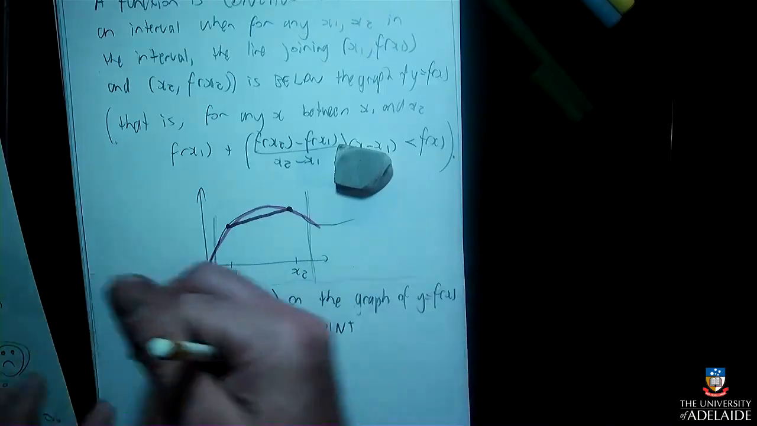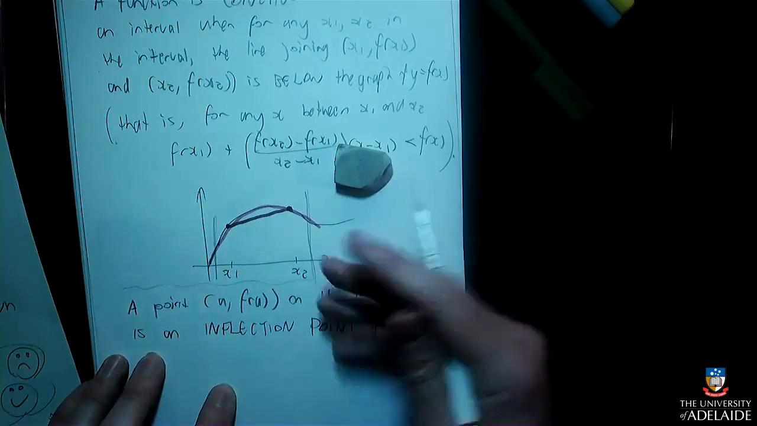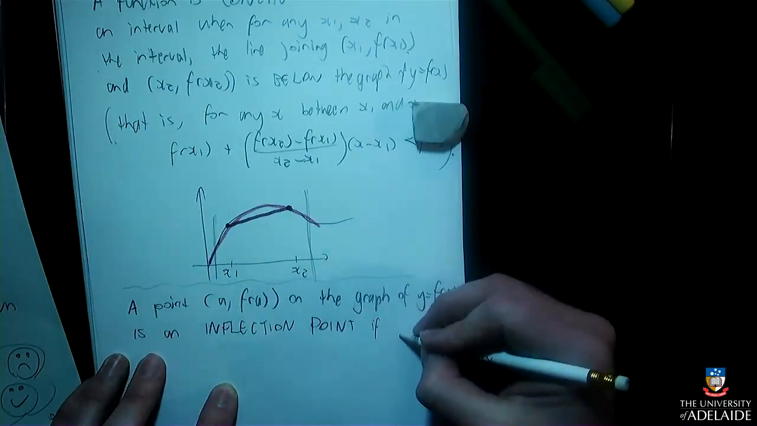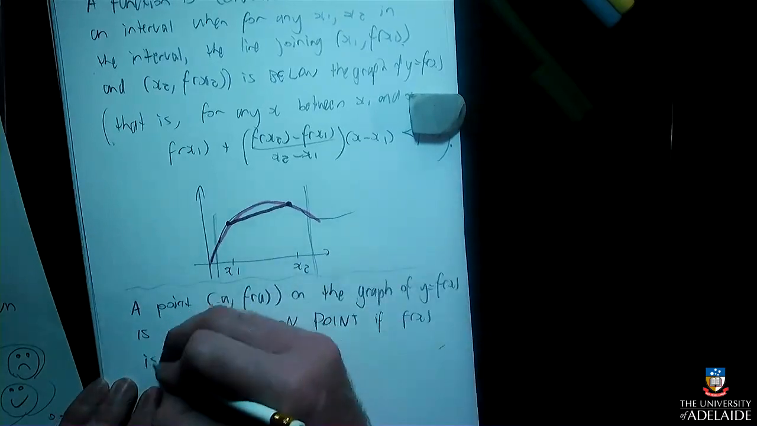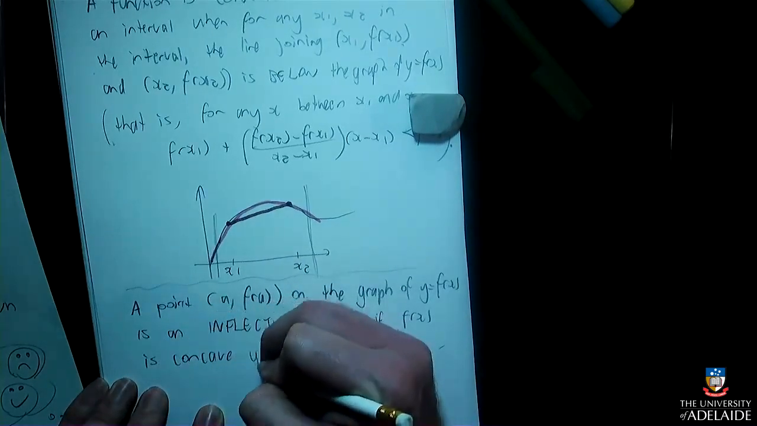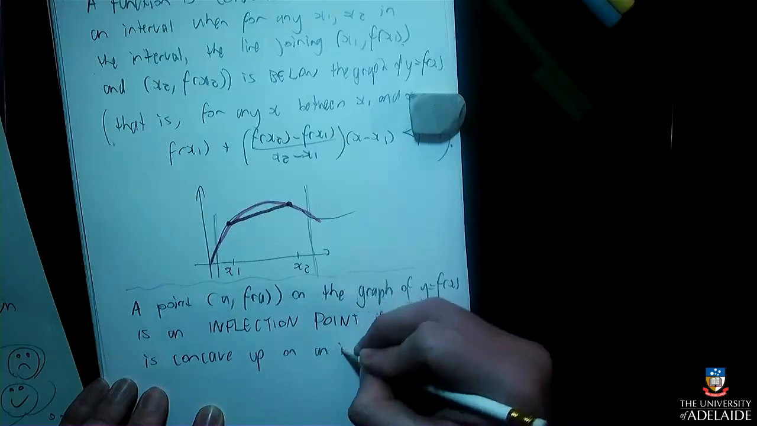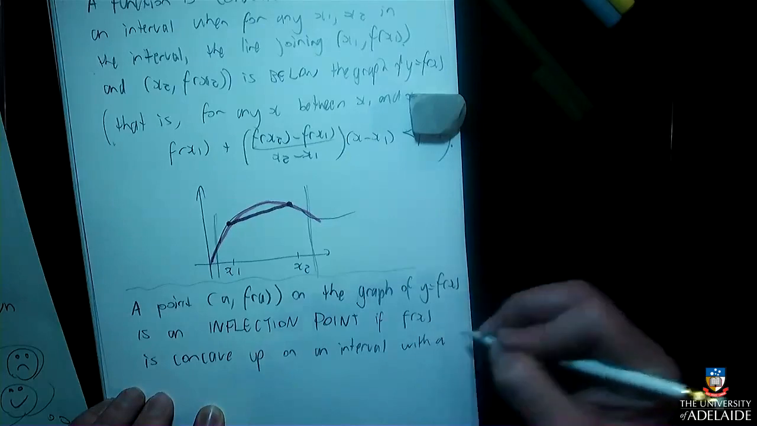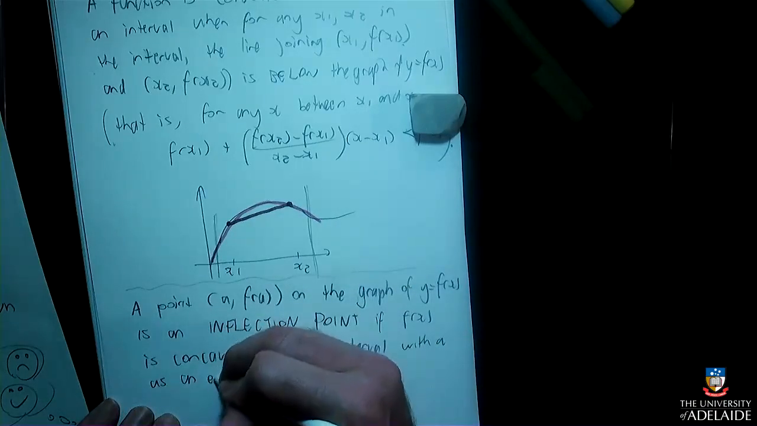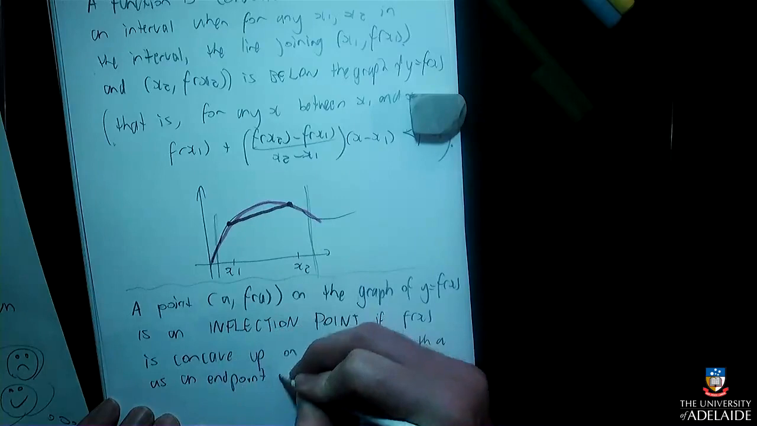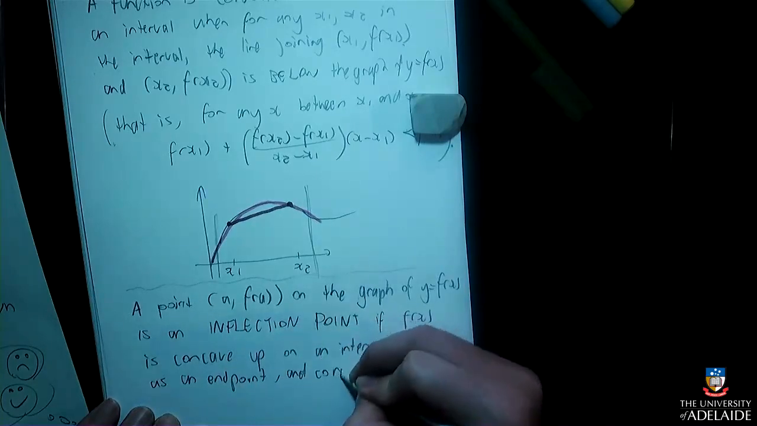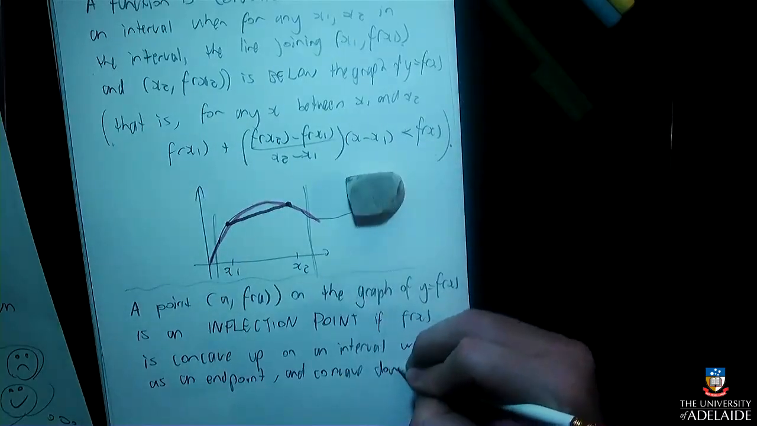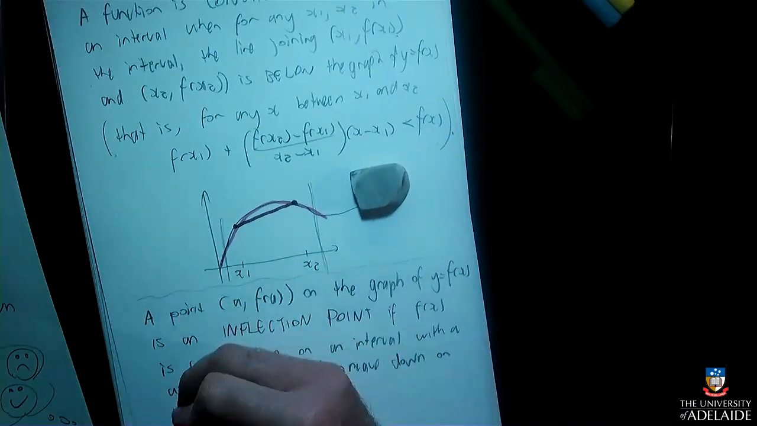It's an inflection point if, or when, if you like, it doesn't really matter, f of x is concave up on an interval with A as an endpoint and concave down on another interval.